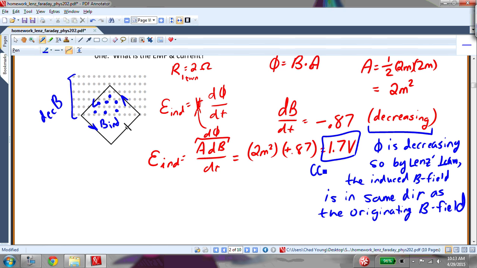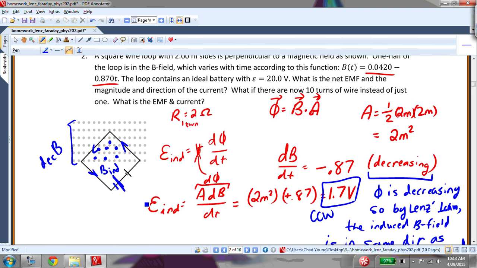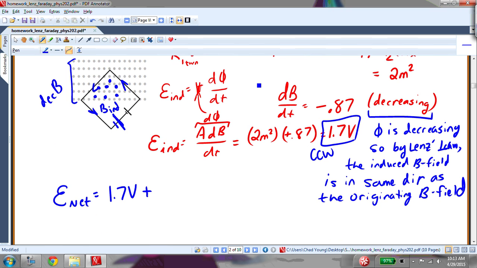So this EMF drives a current in the counterclockwise direction, which I could represent as another battery, if you would, by drawing a battery that looks like this. So these 2 batteries are both oriented in the same direction. That means that my net EMF, say I have the induced EMF, which is 1.7 volts, in the same direction as the other EMF, which is 20 volts. So my net EMF is going to be 22 volts, 21.7 or 22 volts.